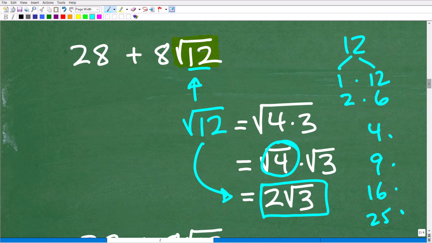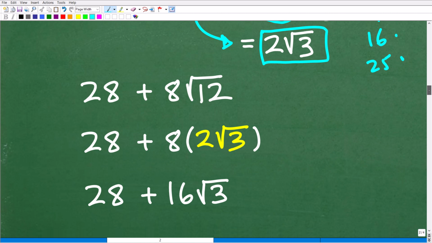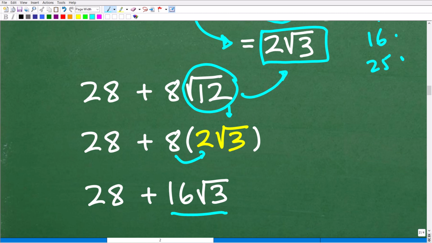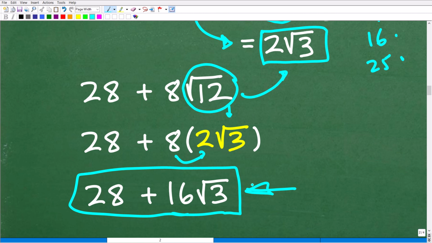Okay, now let's go ahead and see how this comes into play, because now here is our problem. We had 20 plus 8 square root of 12. Well, we know the square root of 12 is equal to 2 times the square root of 3, so we're going to substitute that in. And so 8 times 2 square root of 3 is going to be 8 times 2, or 16 times the square root of 3. This is the full, fully simplified answer right here.